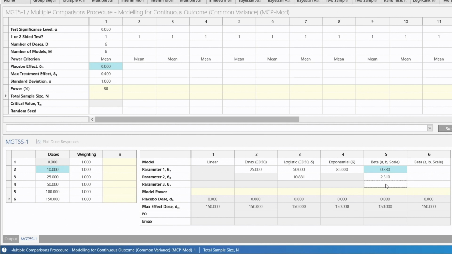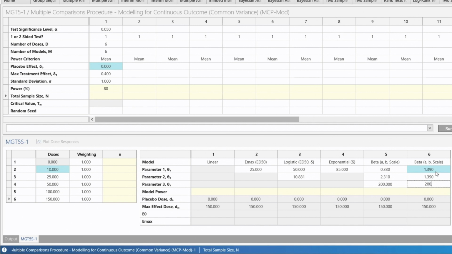The scaling parameter, or parameter 3, is set to 200 and simply scales the beta distribution from being 0 to 1 to being 0 to this parameter. We want to ensure that that scaling includes the entirety of the dose range specified over here, and thus is set to 200 in this case. The second beta model has 1.39 and 1.39 for our 2 shape parameters, and this is also scaled to 200.